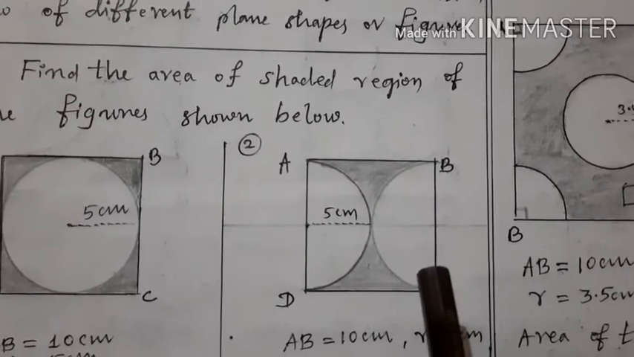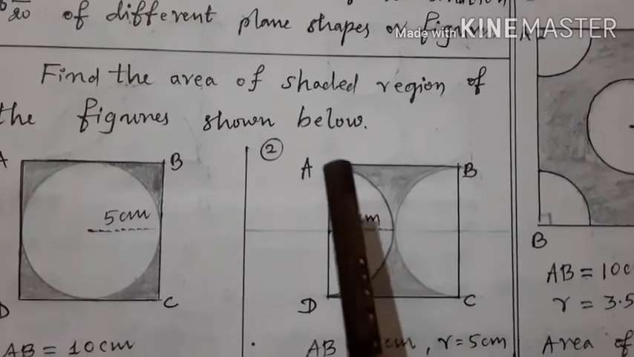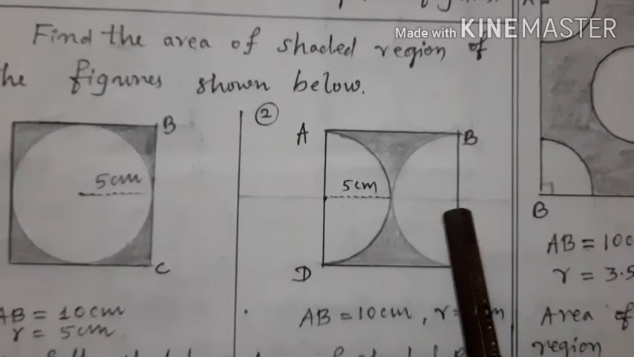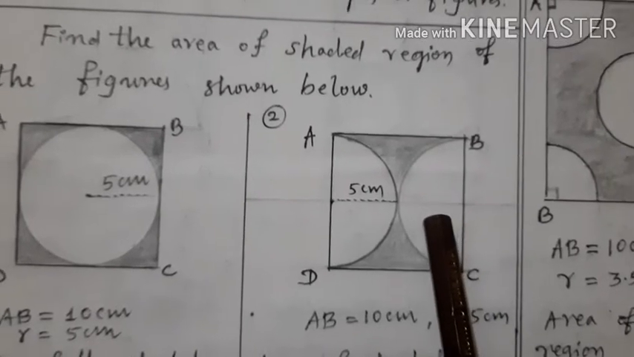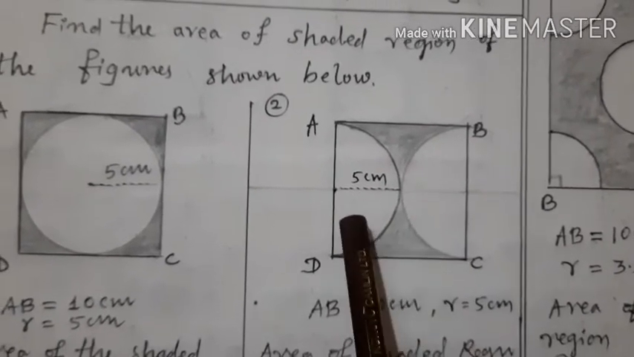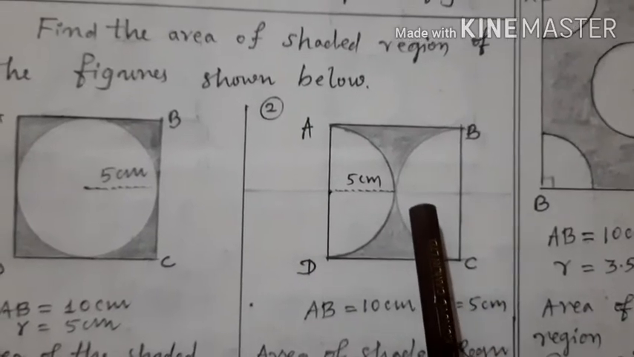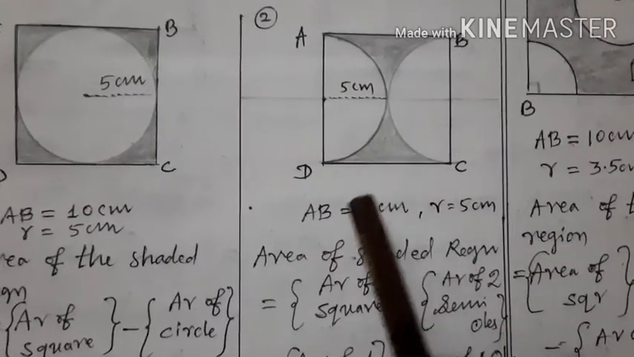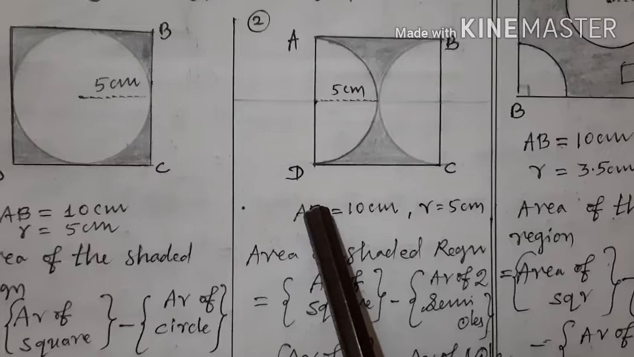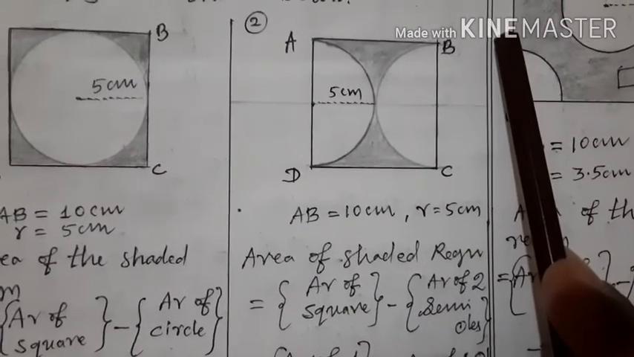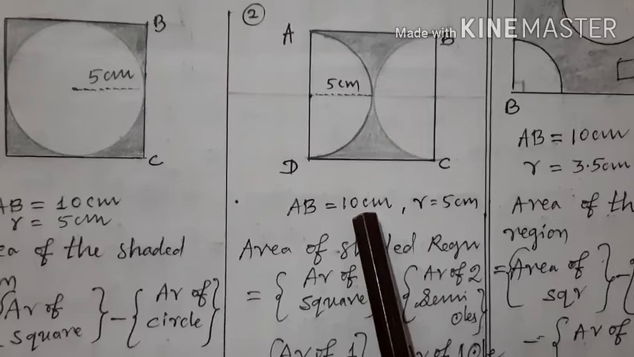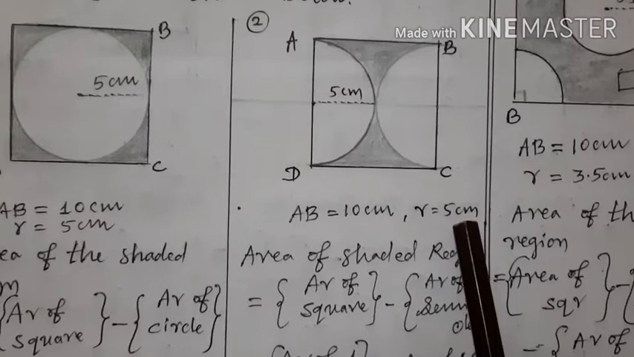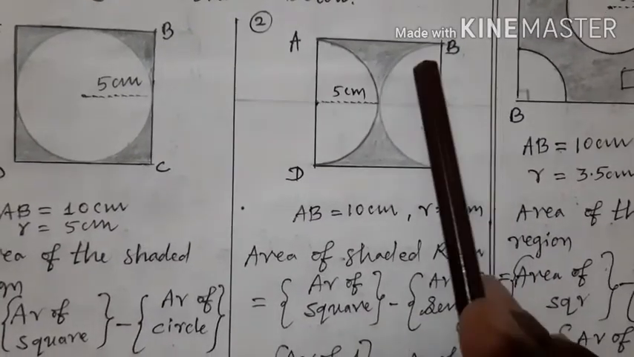Let us take the second example. Here, this is a square in which two semicircles have been inscribed. Therefore, it is the combination of a square and two semicircles. So here AB is the length of the square side. Therefore AB is equal to 10 centimeter and the radius of the semicircle is 5 centimeter. What is the area of the shaded region?